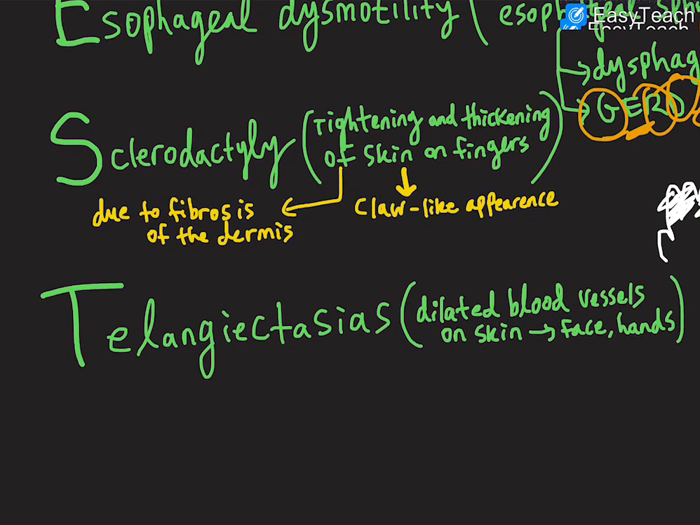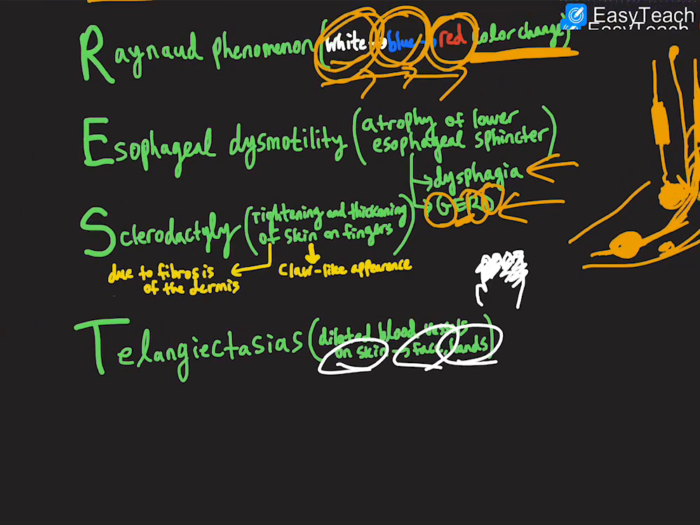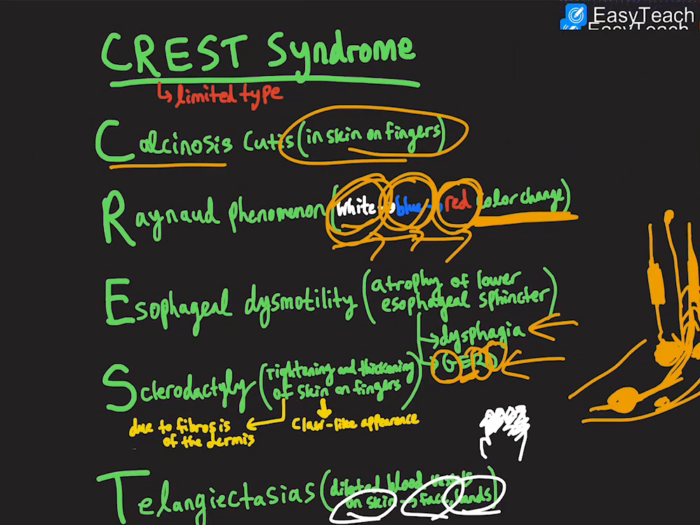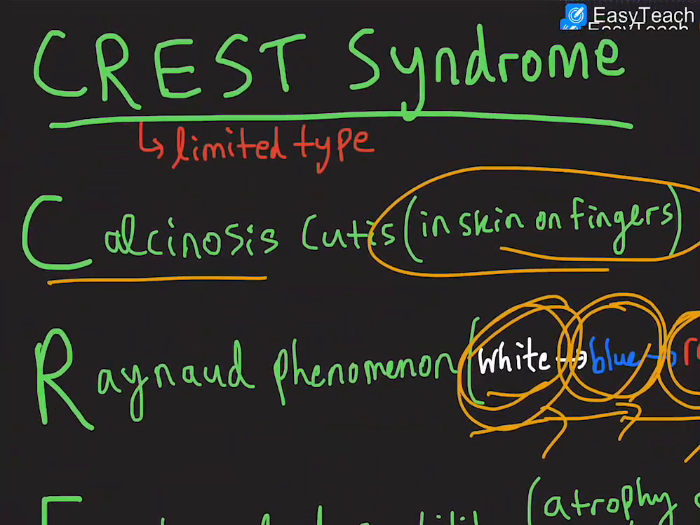And the last but not least finding of the limited type of scleroderma is called telangiectasias, which are basically dilated blood vessels on your skin. You can find this on your hands and your face. Okay, so that's CREST syndrome, or the limited type of scleroderma.